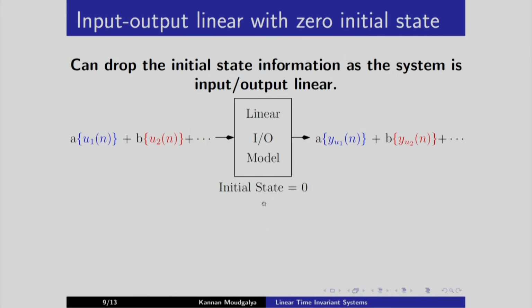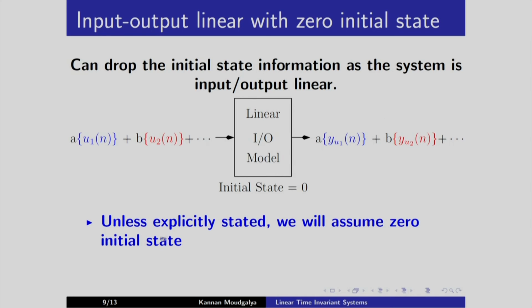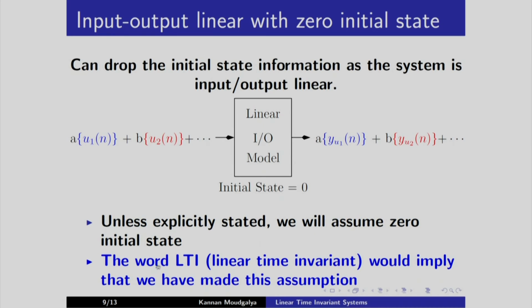What does it mean? Let us go to the next slide, where I do not care about the initial state, I take the initial state equals 0. When I consider a linear combination of inputs, I get the same linear combination of outputs. So unless explicitly stated, we will assume 0 initial state. The word LTI or linear time invariant would imply that we have made this assumption. The moment we say LTI, we mean that the initial state is assumed to be 0.